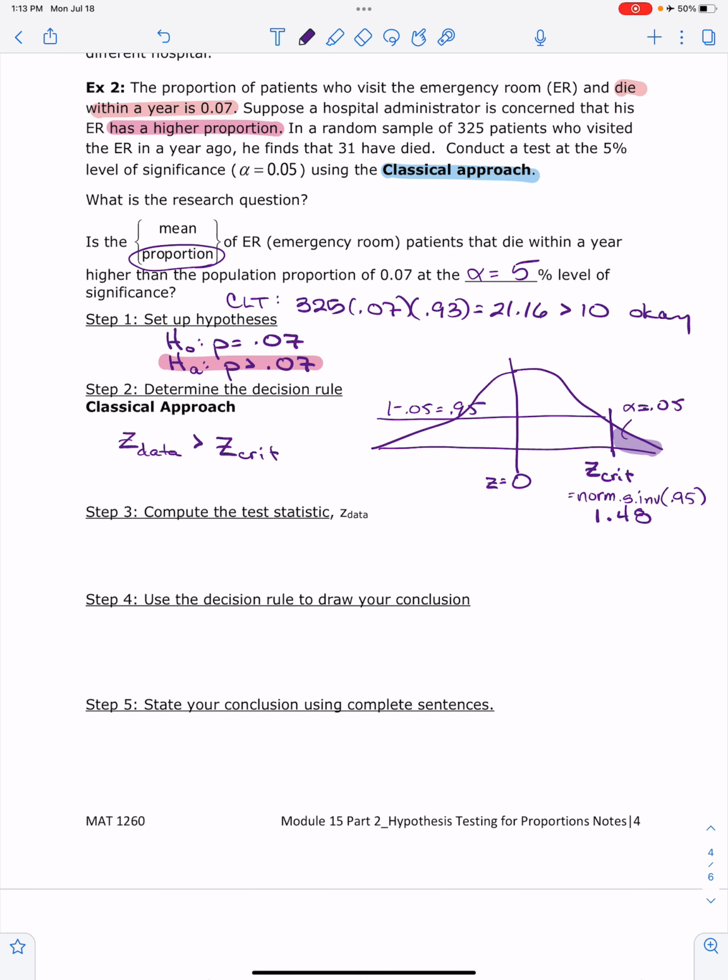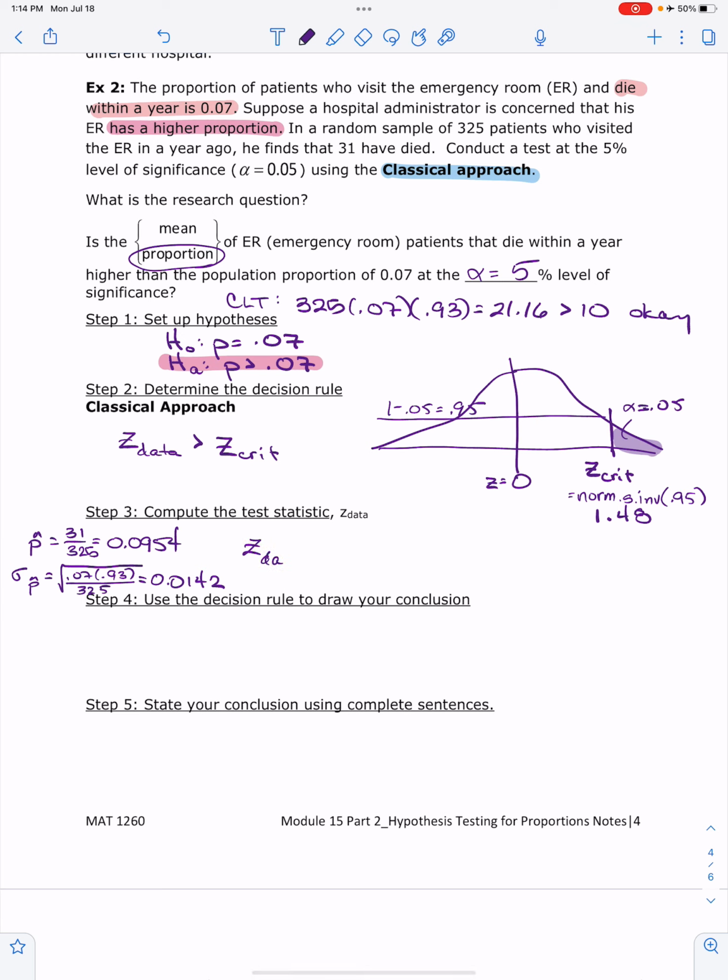So I have got a sample proportion of 31 over 325, which gives me a 0.0954. I can find the standard deviation. Oh, we have what, 0.07, 0.93. Again, these are the population parameters. Always use those when you have them. And I get a standard deviation of 0.0142.